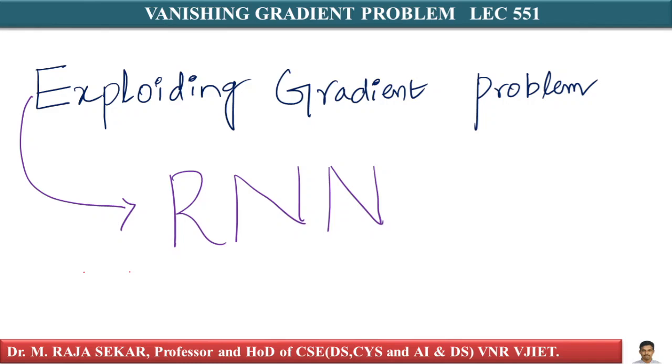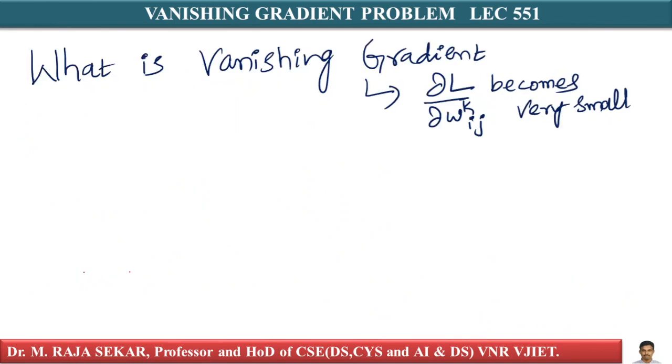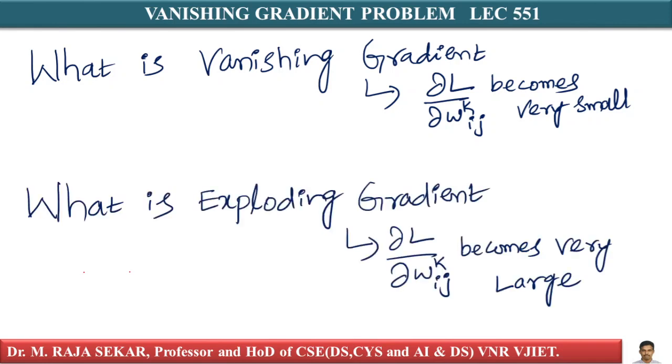What is vanishing gradient? Vanishing gradient basically means that the derivative of L with respect to any weight wkij becomes very small. This is the problem of vanishing gradient. What is the problem of exploding gradient? Exploding gradient is exactly the opposite: dou L by dou wkij becomes very large. That is also dangerous. Let me explain why.